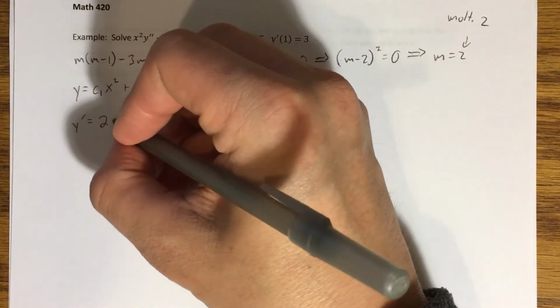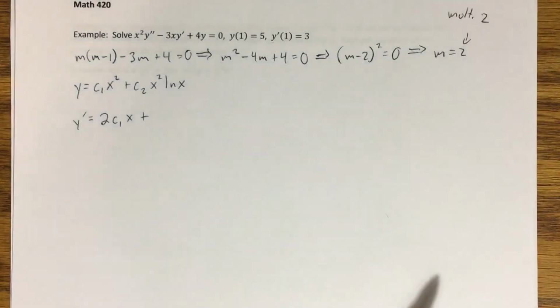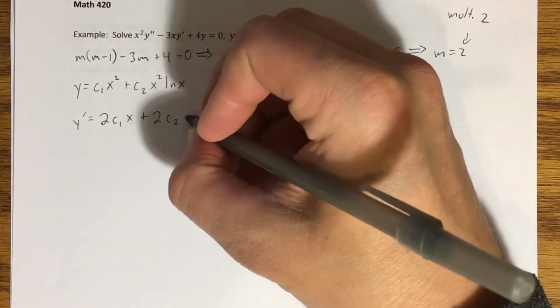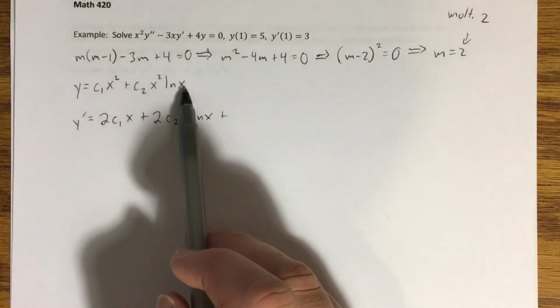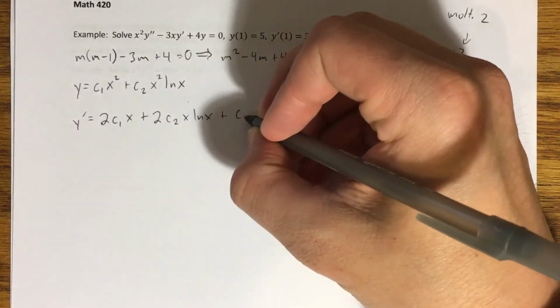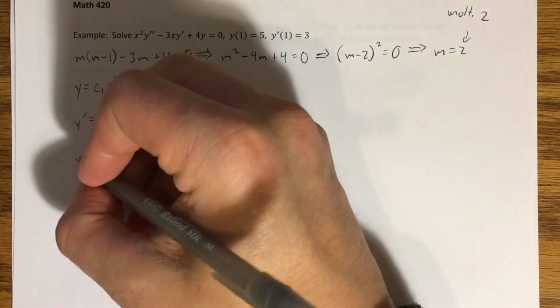y prime equals 2c1x plus, I need the product rule here. So that's going to look like 2c2x natural log of x plus the derivative of the natural log of x is 1 over x, which cancels one of those x's. That just gives me a c2x right there. Okay? Now let's take a look at our initial conditions.